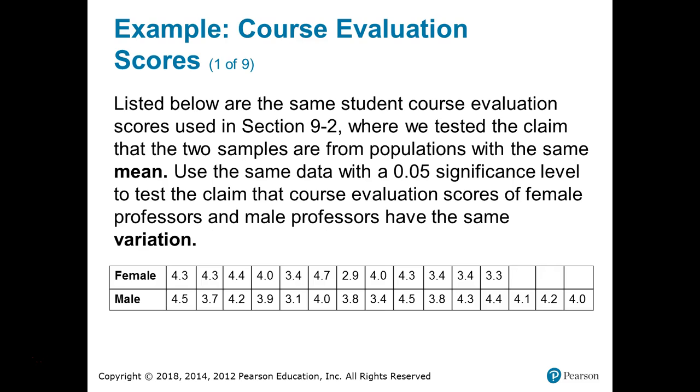So let's go to this example right here. We'll use the same example we did in section 9.2, where we tested the claim that the two samples are from populations with the same mean. That was what we did in 9.2. Now we will use the same data with a 0.05 significance level to test the claim that the course evaluation scores of male and female professors have the same variation. So different than the mean, now we want to know the variation.